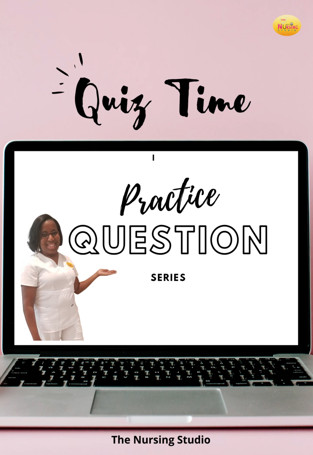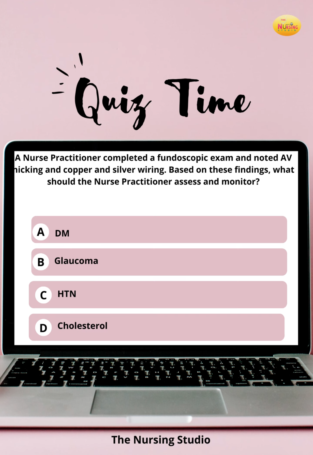All right, let's get into the first question, you guys. The first question states a nurse practitioner completed a fundoscopic exam and noted AV nicking and copper and silver wiring. Based on these findings, what should the nurse practitioner assess and monitor? Is it A, diabetes, B, glaucoma, C, hypertension, or D, cholesterol? Y'all take a moment and tell me what you think in the comments.